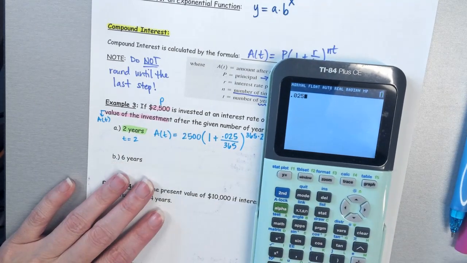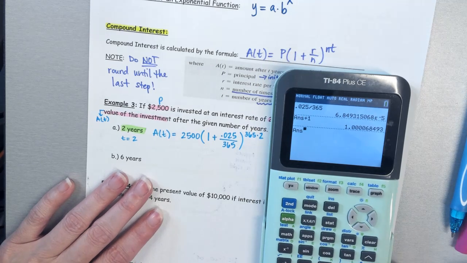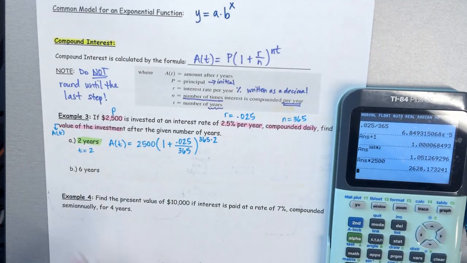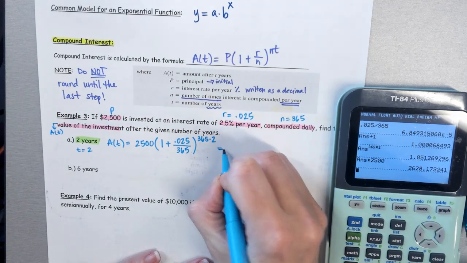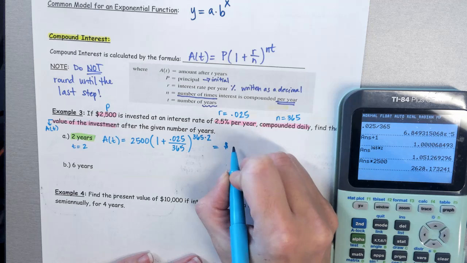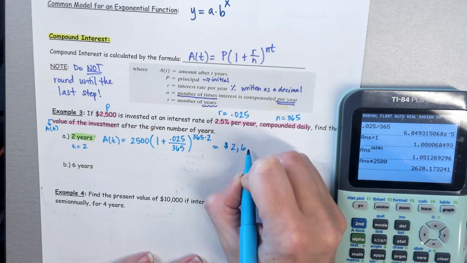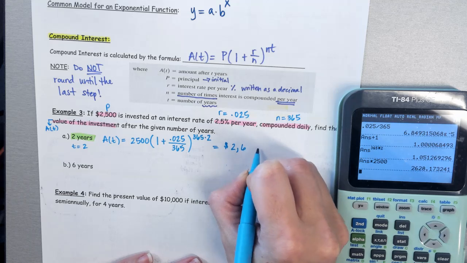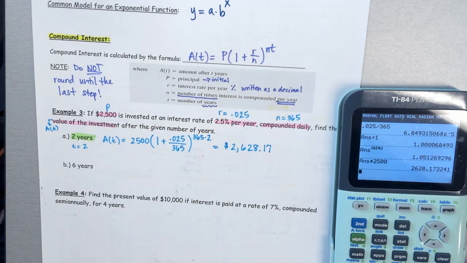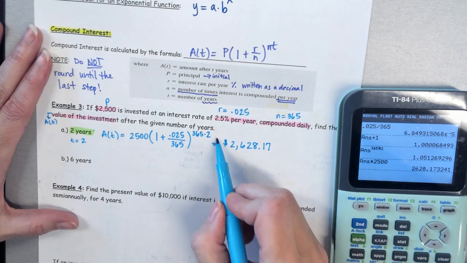So I'll do 0.025 divided by 365. And then I'll add 1 to it. And then I'll raise it to the power of 365 times 2. And then I'll multiply it by 2,500. Now, anytime you're dealing with money, the problem is not going to necessarily tell you what to round to, because in America, money is always rounded to what? The nearest hundredths. Okay, so it should be 17 cents. So it's always to the nearest cent, right? That's 2 places after the decimal, so that's expected.